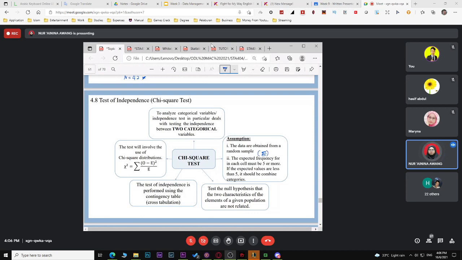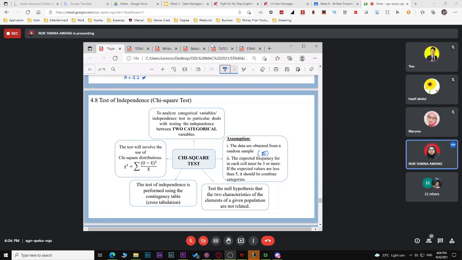If the expected frequencies are less than 5, the categories should be combined. So if the value of your expected frequency is less than 5, you need to combine either your rows or your columns. I will show you later how to combine the values for your expected frequency.